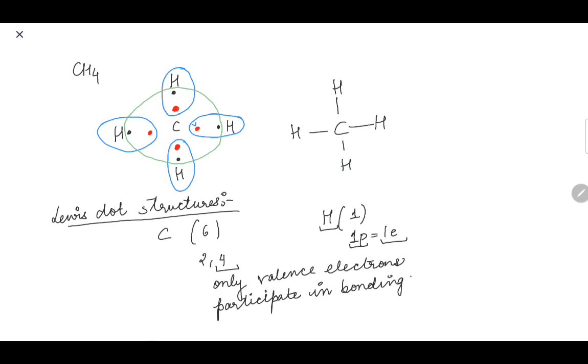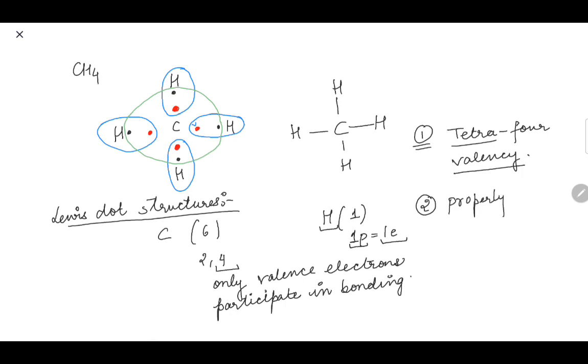So the very first property for why so many compounds of carbon are known in nature is that carbon has tetra valency. Tetra means four. The second reason that we have is the property of catenation, that carbon possesses the property of catenation.